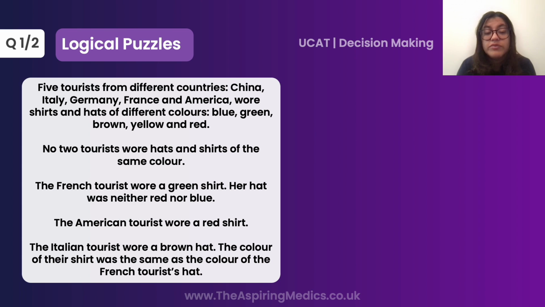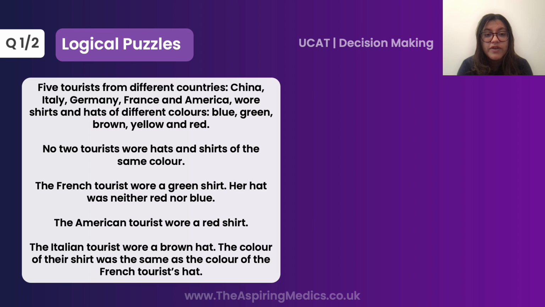5 tourists from different countries, China, Italy, Germany, France, and America, wore shirts and hats of different colors: blue, green, brown, yellow, and red. No 2 tourists wore hats and shirts of the same color. The French tourist wore a green shirt, her hat was neither red nor blue. The American tourist wore a red shirt, the Italian tourist wore a brown hat, and the color of their shirt was the same as the color of the French tourist's hat.